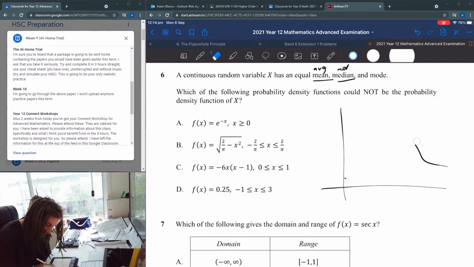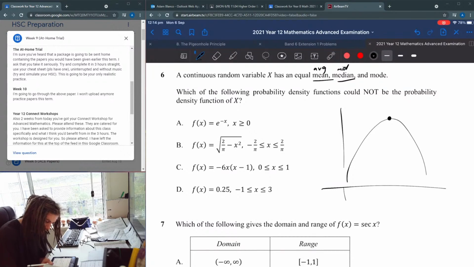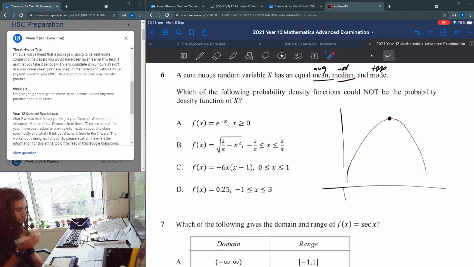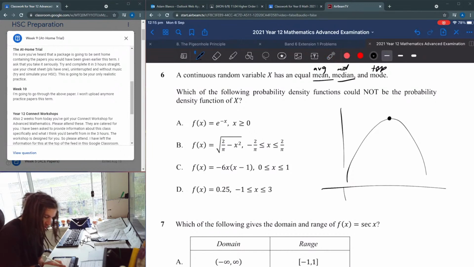In other words, the graph kind of needs to look like this or something. There's the mode, so the top. The average would suggest it's kind of in the middle, so at this point there's an even amount of points on this side and this side, but that point also needs to be the middle. So in other words, we're looking for something that's symmetric. All this stuff tells us is that it's symmetric.